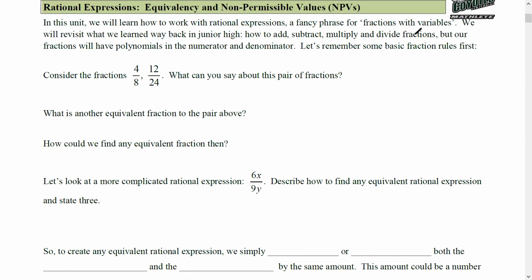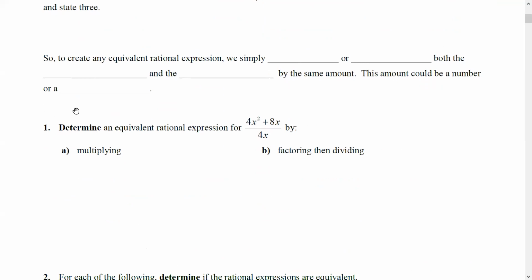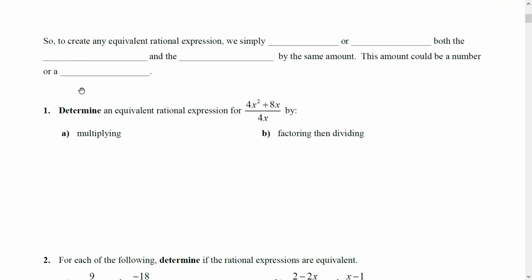What I really need you to think about is that all the rules I learned in elementary school are the same here. At one point before you had a calculator, you knew these rules. So we just need to practice them. To create any equivalent rational expression, we multiply or divide both the numerator and the denominator, top and bottom, by the same amount. This amount could be any number or a variable. Now, really, a variable is a number. I want you to think that. We just don't know what that number is.